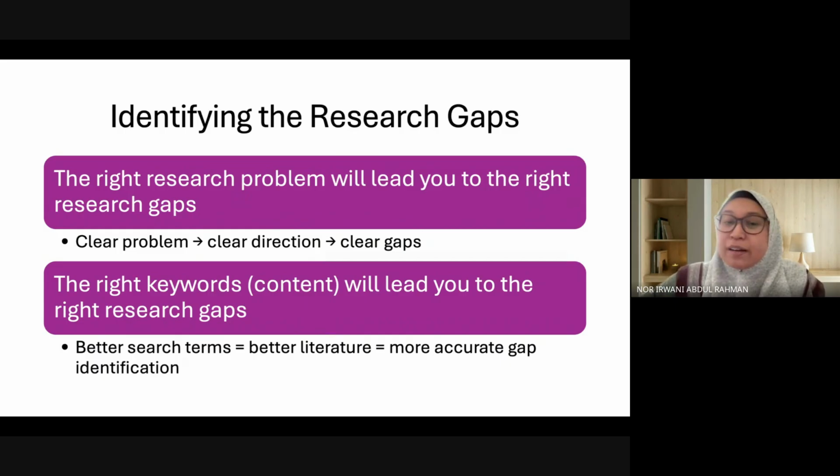The end of your LR write up. So, better search terms, better literature, more accurate gaps in the DV. Are we going to direct the search to career satisfaction, different terms, career well-being, different term, financial literacy, different, job satisfaction, different terms? So better search terms can enhance your literature.